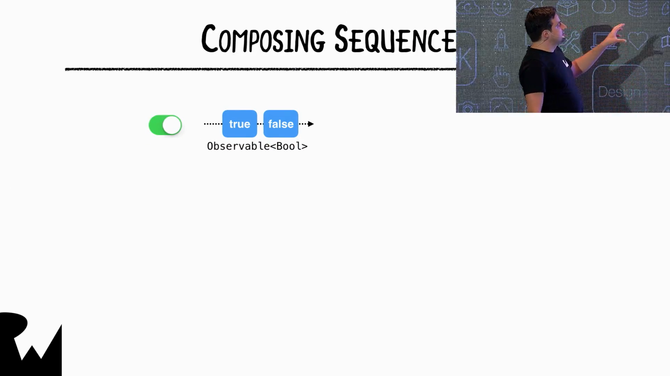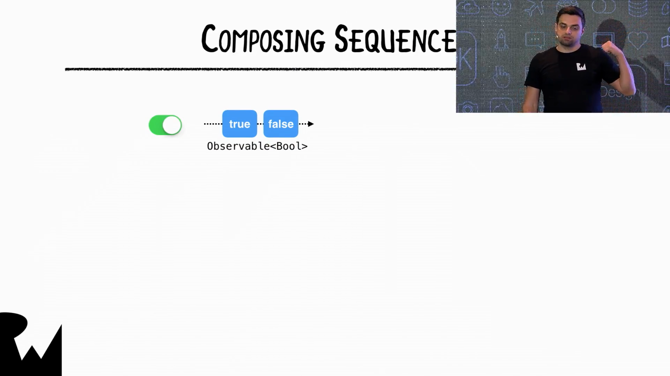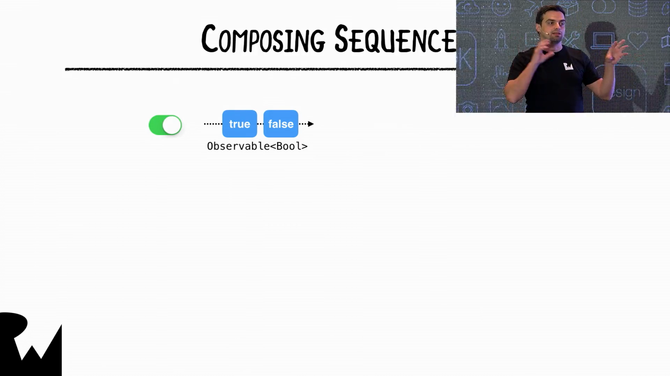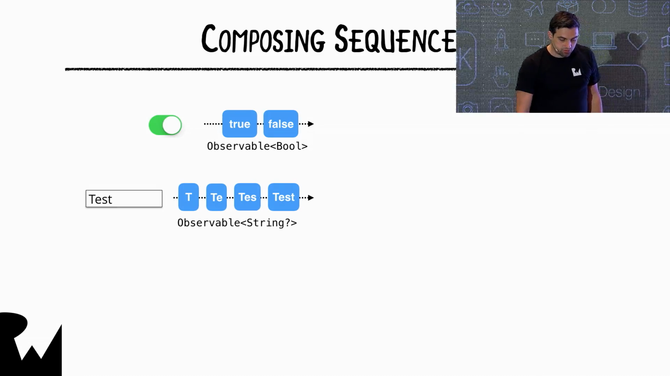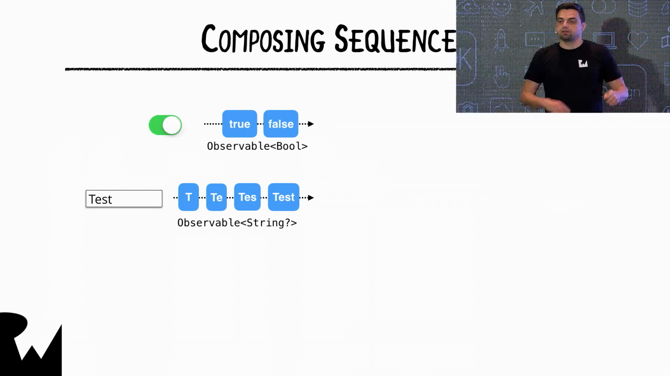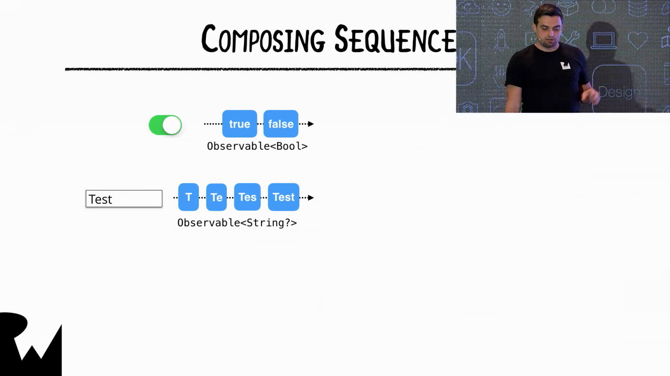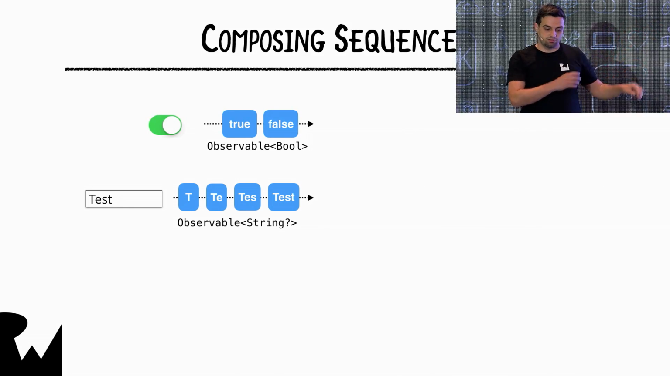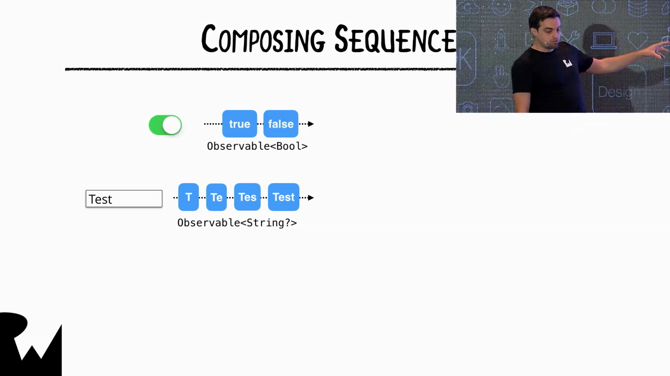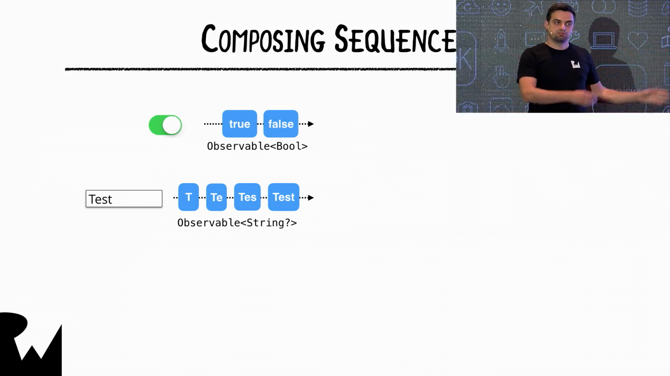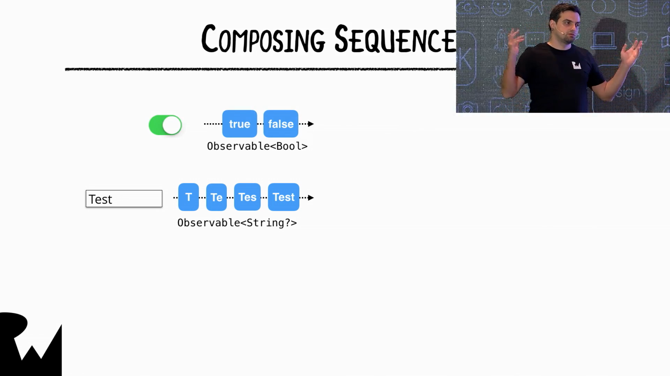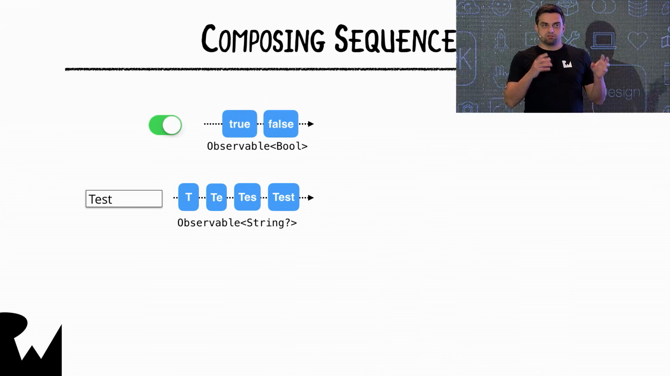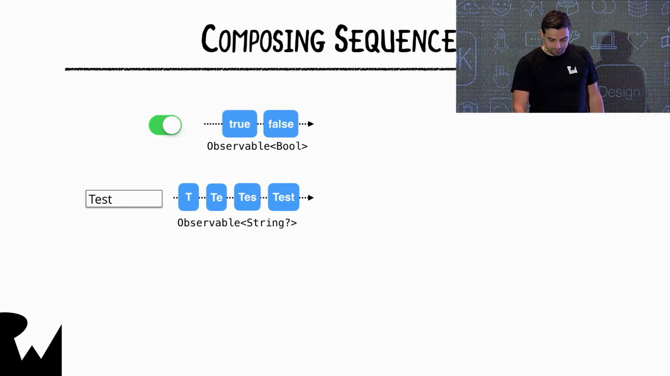For example, we have a switch, just like we discussed previously, that emits true and false values. This is an observable of Boolean. But you can also have a text field. And the text field, as you type characters in it, emits these discrete values, which are the current text in the field. That will be an observable of optional string. Why is it optional? Because when the text field is empty, the value is nil. This is how it's built in UIKit.